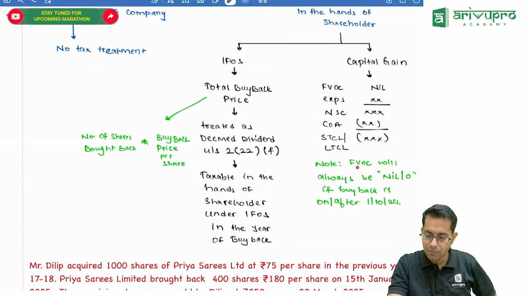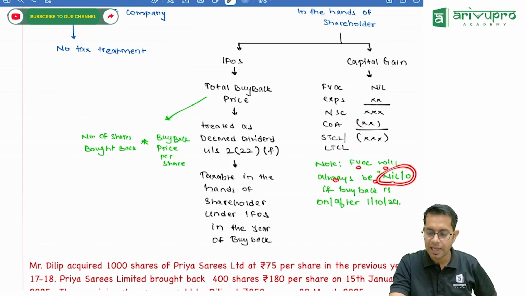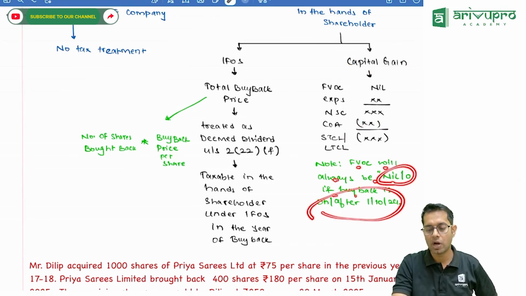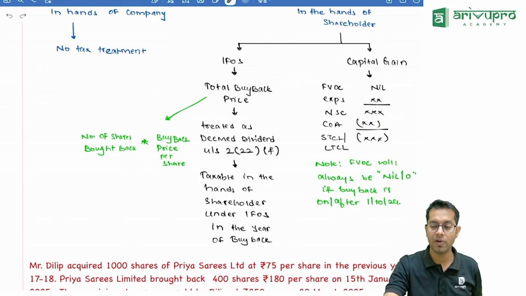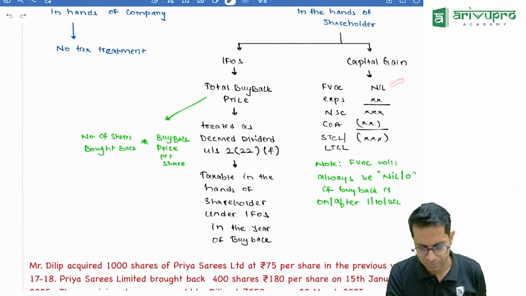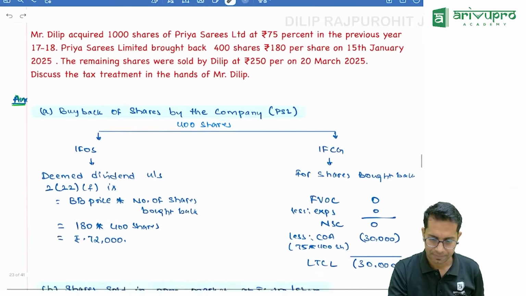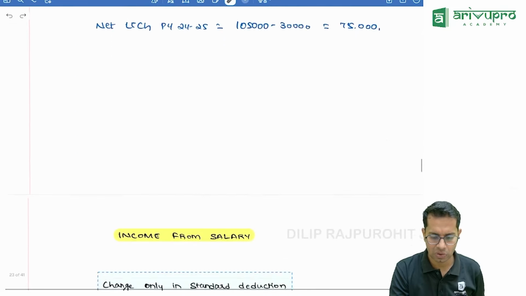Now this full value of consideration should always be taken as 0 if buyback is on or after 1st of October 2024. Okay, full value of consideration should be taken 0. So basically this is the change. And I think we have covered the questions also.